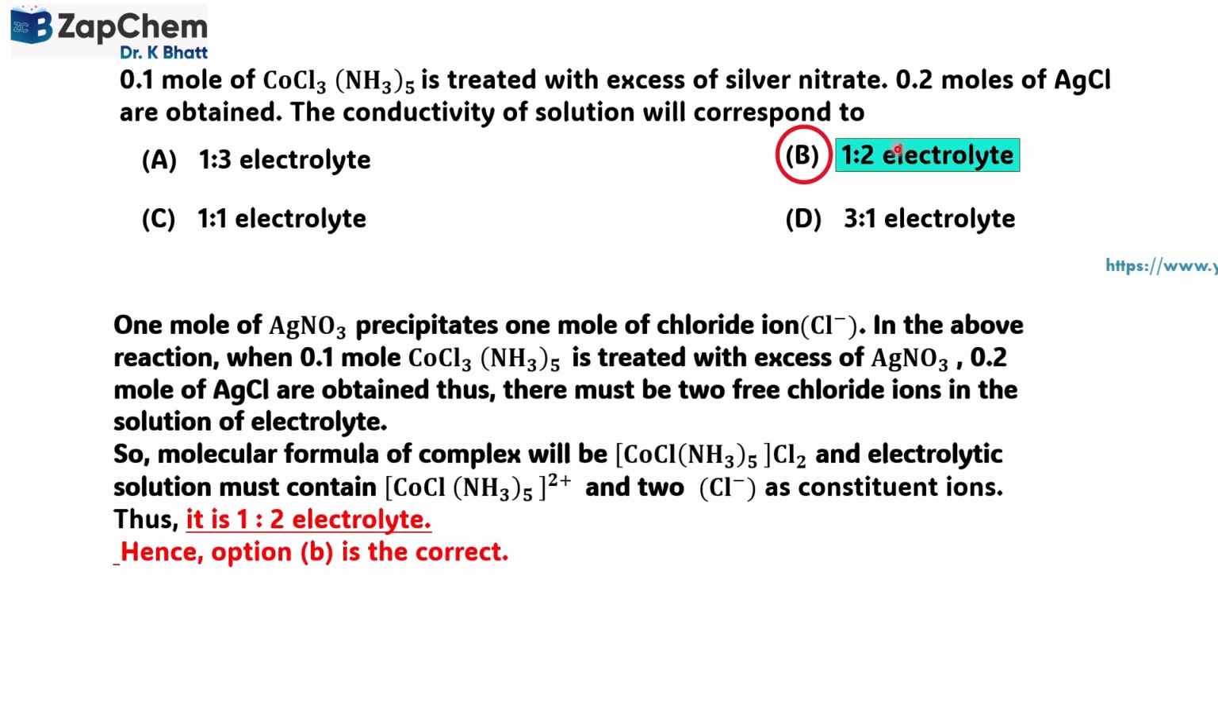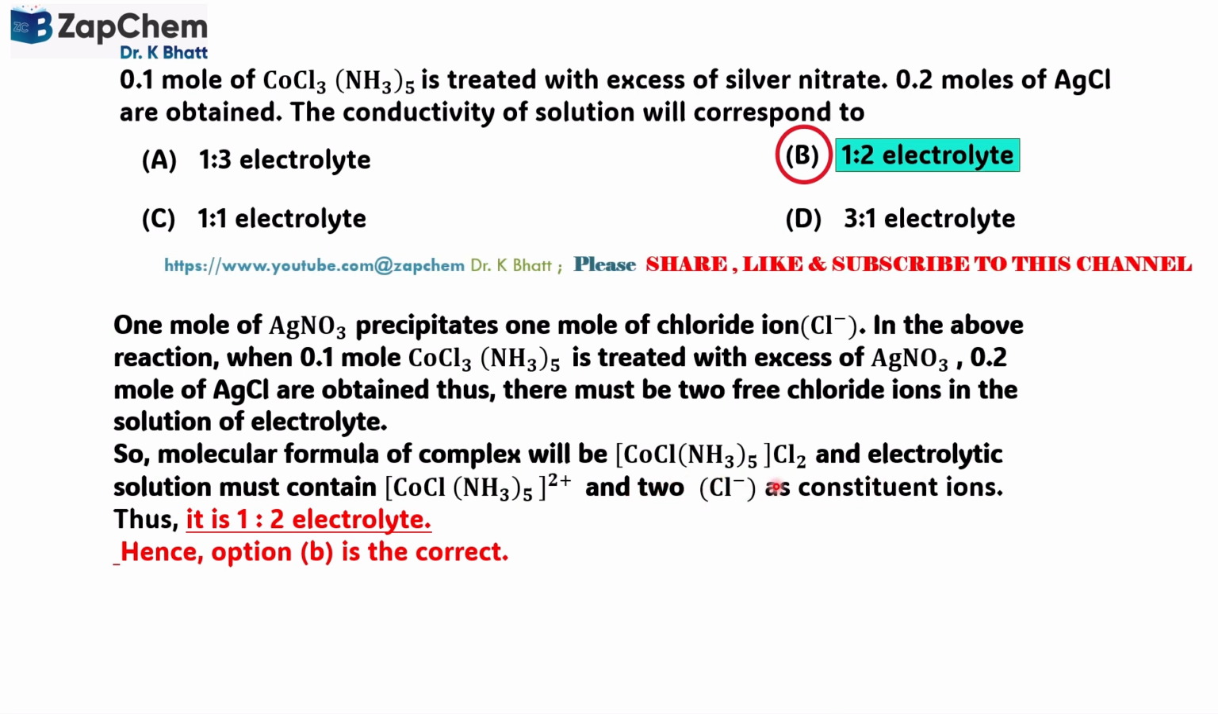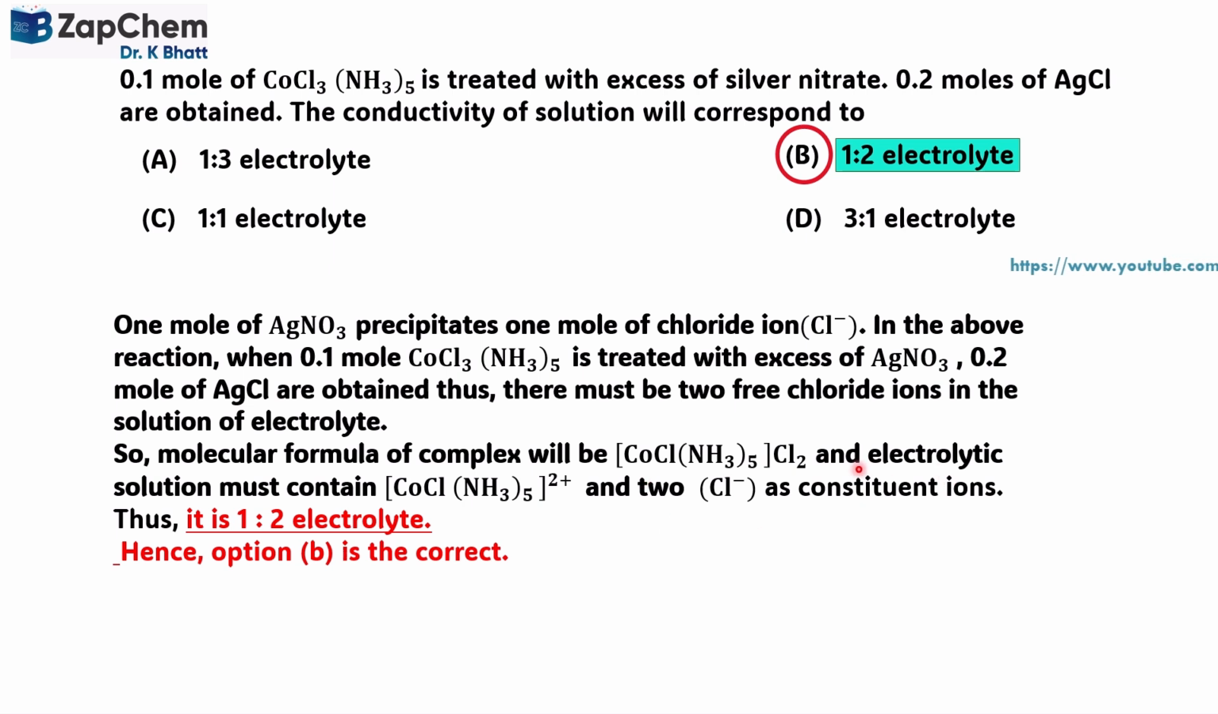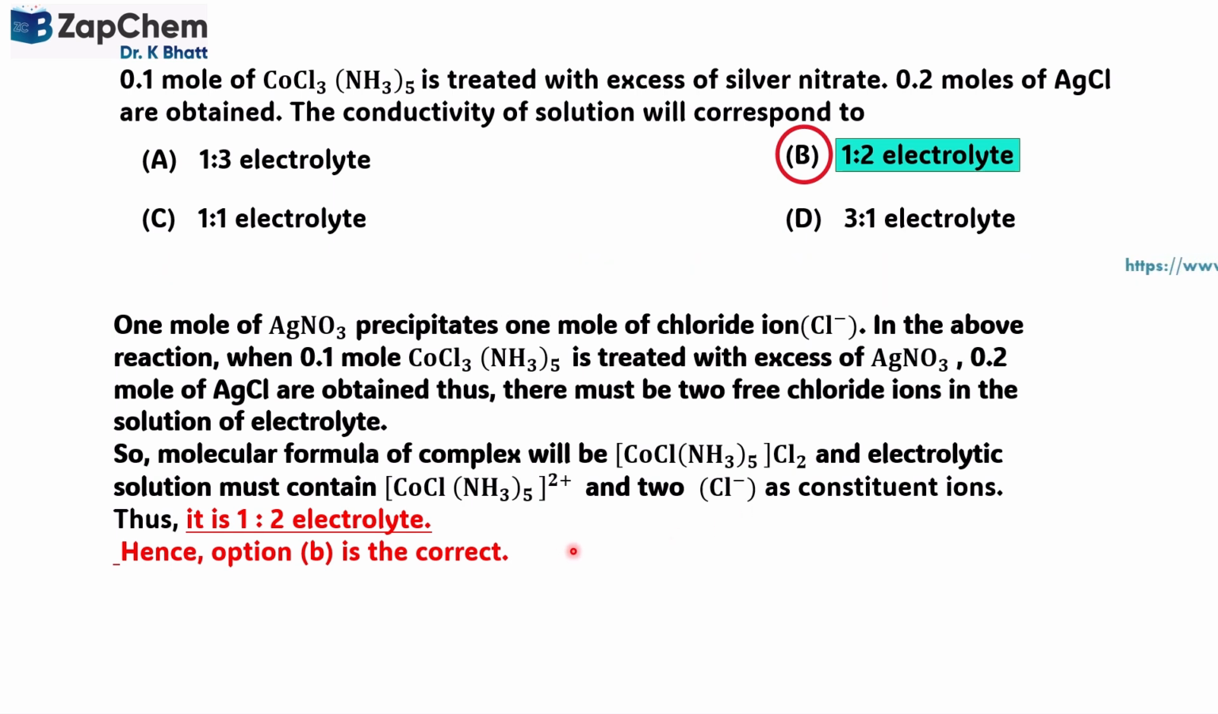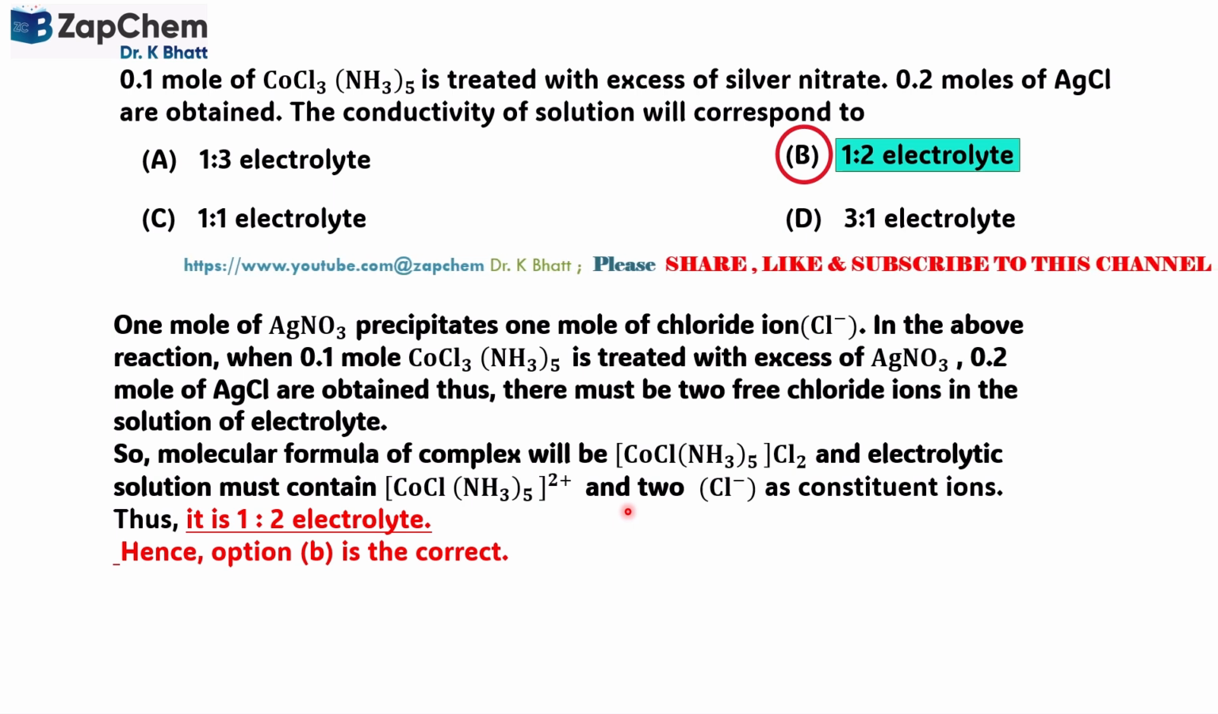Anyway, there are certain points provided for your reference here. The molecular formula of the complex will be [CoCl(NH3)5] within the coordination sphere, and Cl2, that is the 2 chloride ions outside the coordination sphere, and the positively charged portion will be the coordination sphere, and 2 chloride ions will be outside the ionization sphere, and therefore it is a 1:2 electrolyte, and option B is correct.